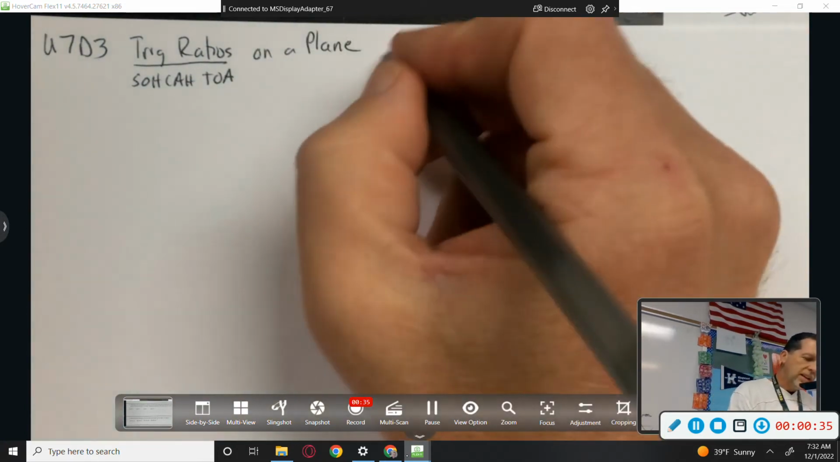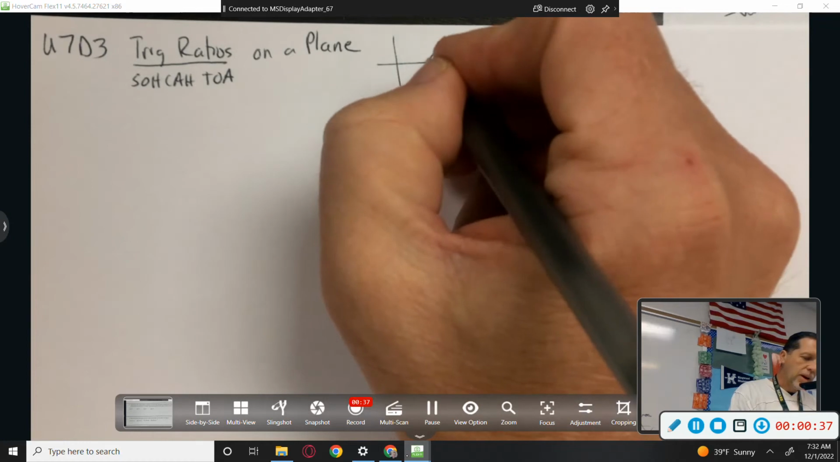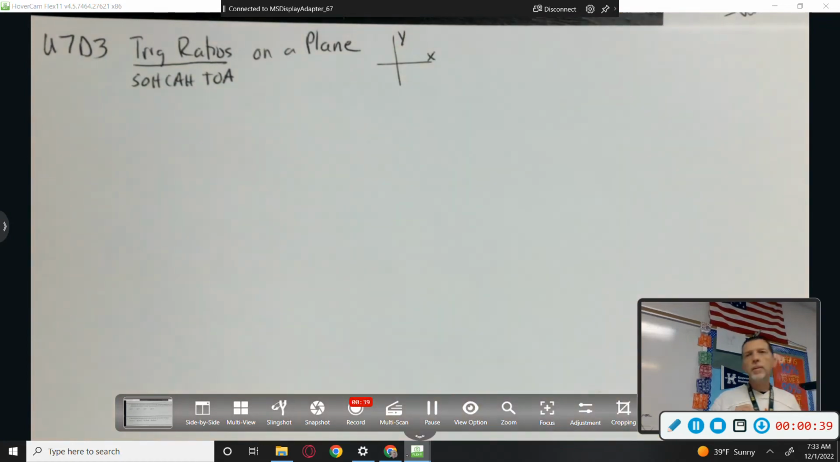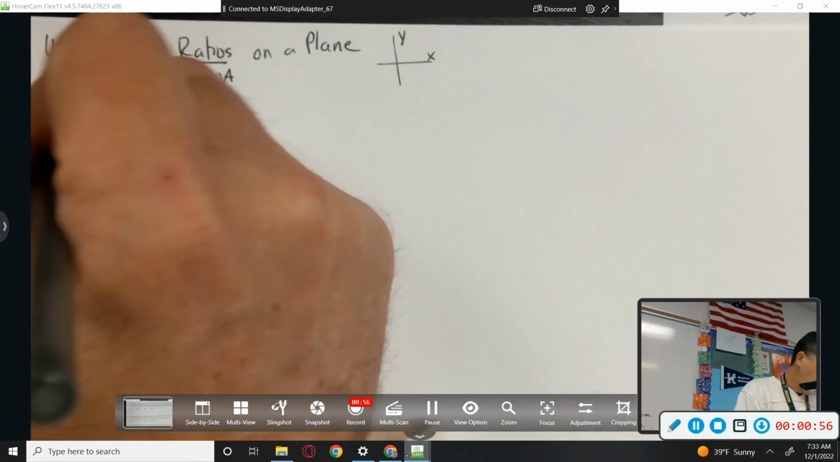A plane, not like an airplane, but like the XY plane. So you know both of those things pretty well. You know the x-axis and the y-axis and quadrants and that kind of thing. You're pretty good at SOHCAHTOA, even though we've only done a couple days of it. It's pretty straightforward. Today we're going to kind of merge those two ideas.